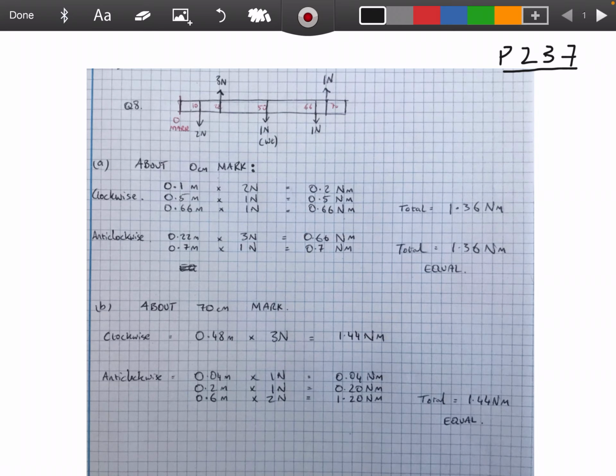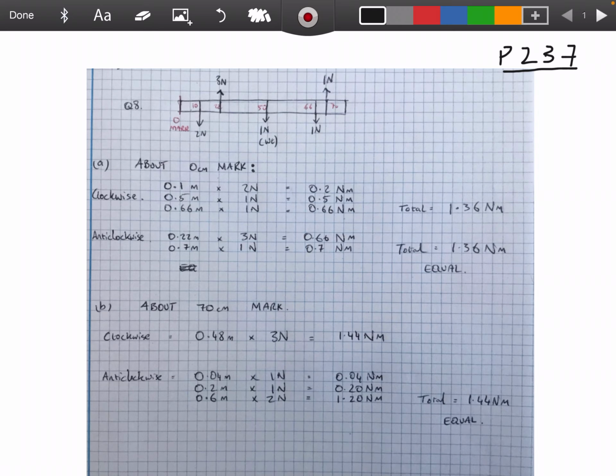So this is question 8 from page 237. I've got a quick sketch of the diagram from the textbook. I've redrawn it there myself. The question asks, you've got to calculate the total clockwise moment about the 0 mark and the total anti-clockwise moment about the 0 mark, and show that they are equal.